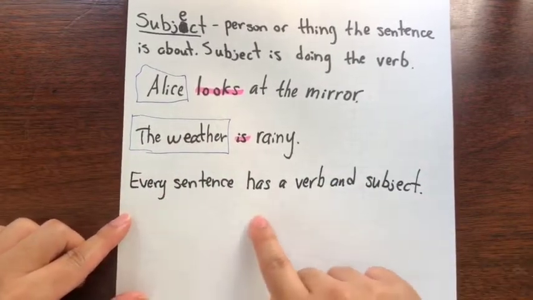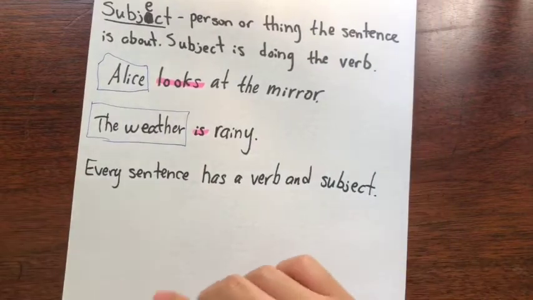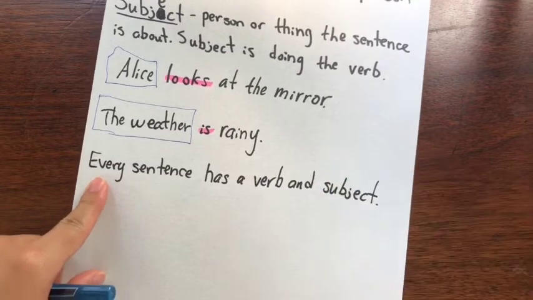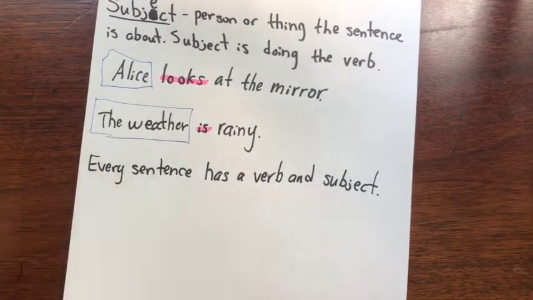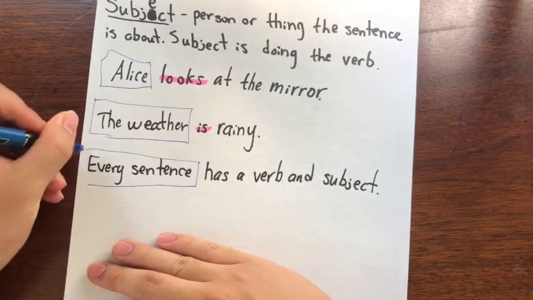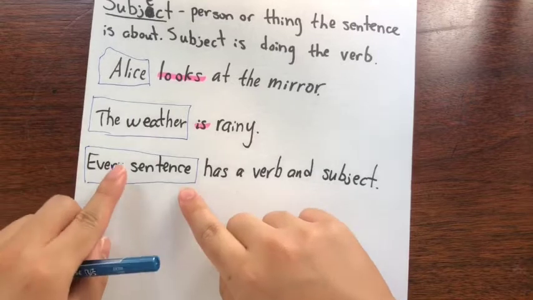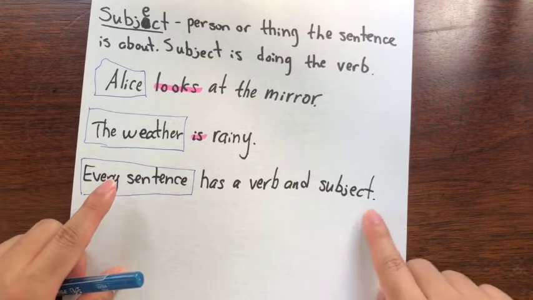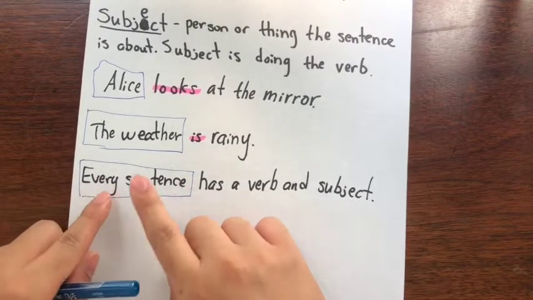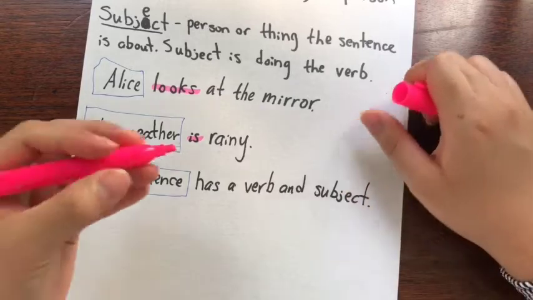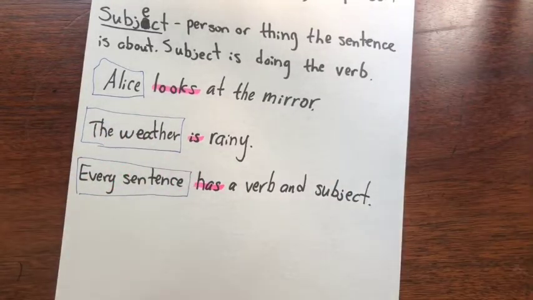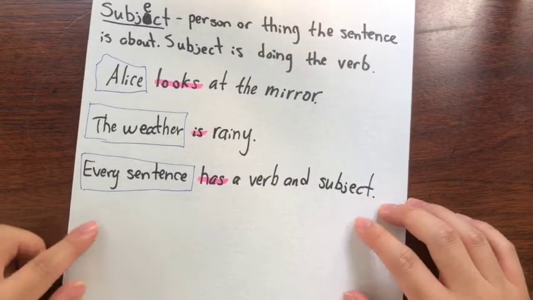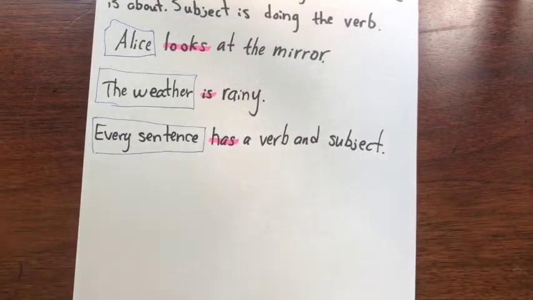This is also a sentence. So let's try this one. What is the subject of this sentence? It's not the word subject. That's not right. Every sentence has a verb and subject. Every sentence is the subject. The subject of this sentence is about every sentence. The verb is has. So let's write another sentence that is similar to this sentence to make it easy for you to see.